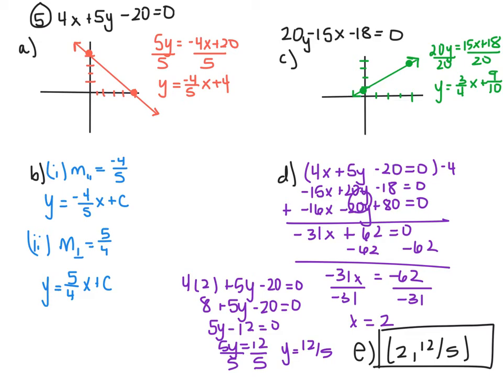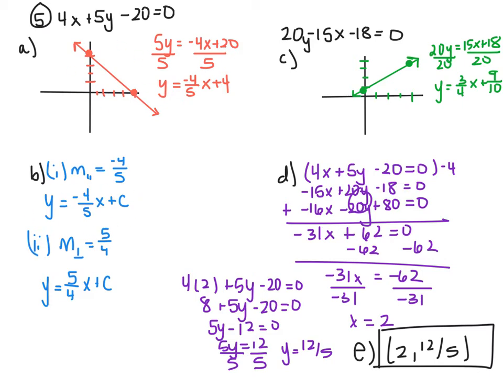Y equals negative 4/5 x plus 4, so y-intercept of 4, slope of down 4 over 5, so here's our line. So part B, for number 1, we wanted a slope parallel, which would be the same slope, negative 4/5, and a general equation of any line parallel to that. So y equals negative 4/5 x plus c. C can be anything. Anything of this form will be parallel to this line.